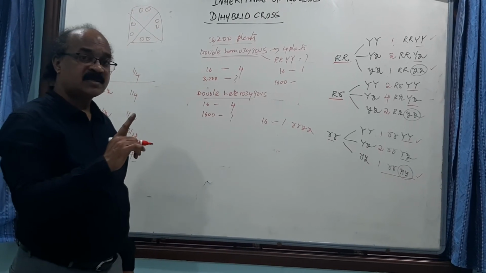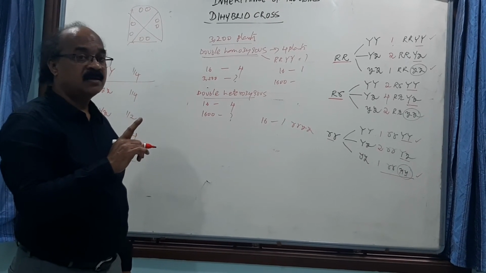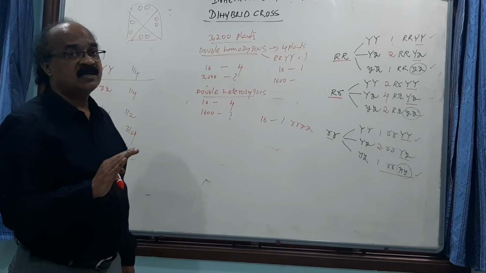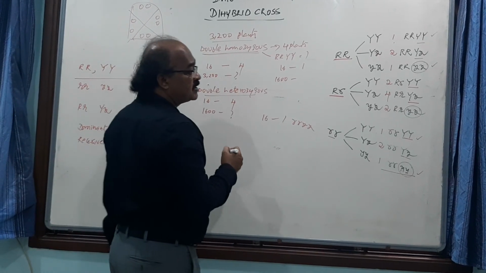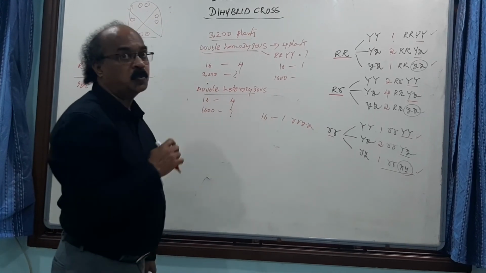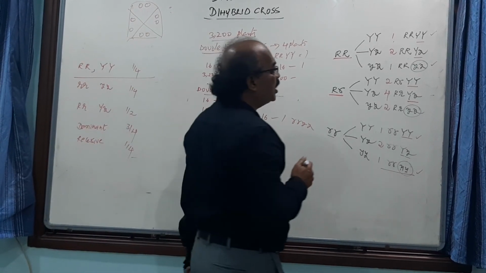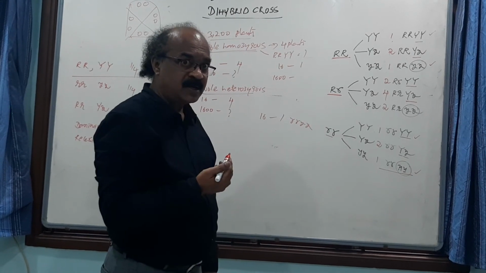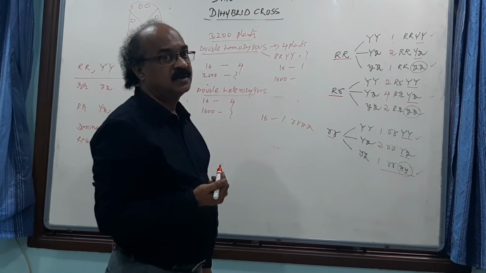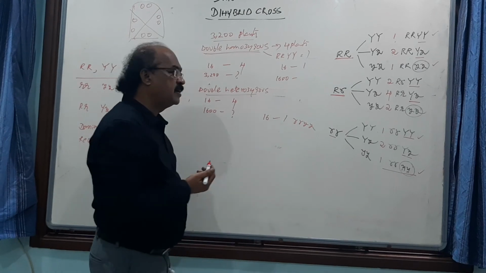One homozygous dominant, one recessive, how many? For every 16 plants, there will be 2 plants. Homozygous for one character only, one dominant, one recessive. So like that you can calculate.